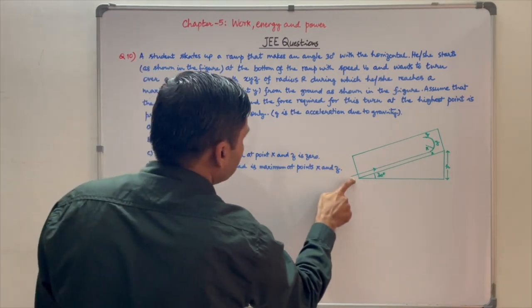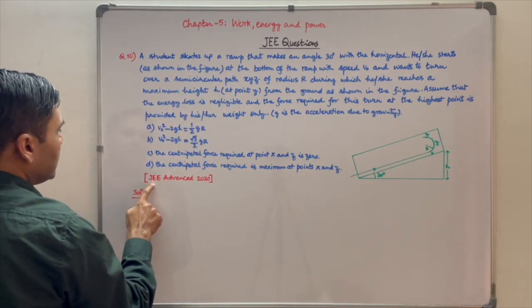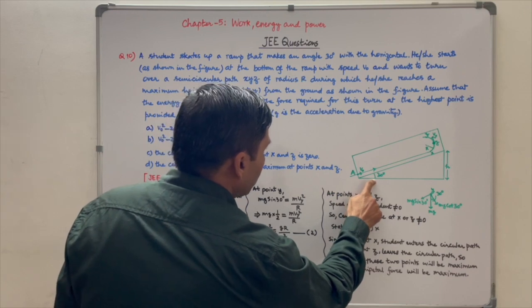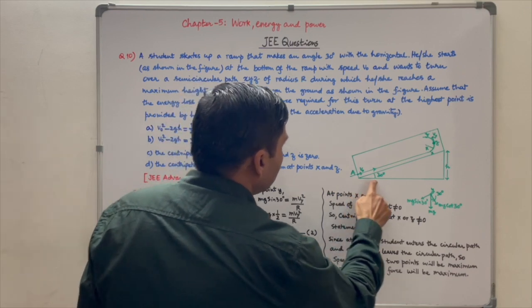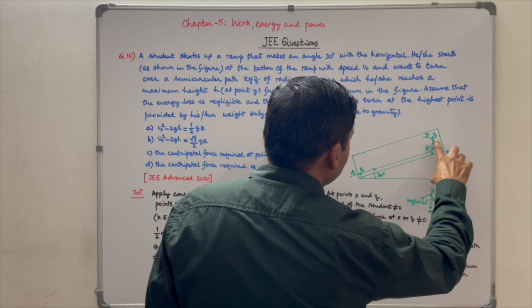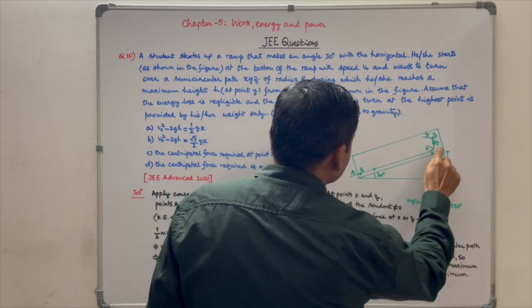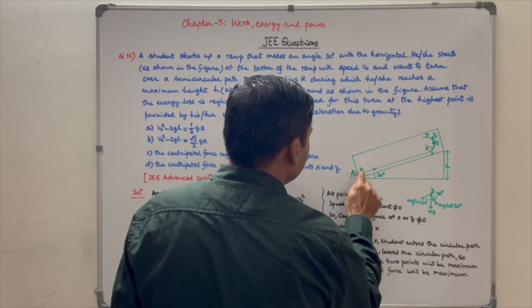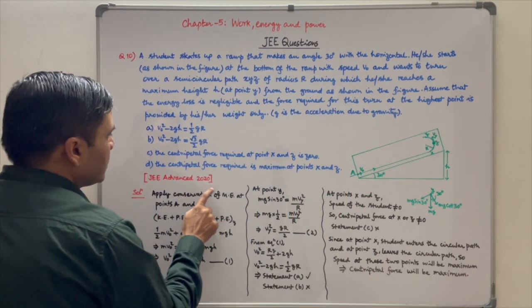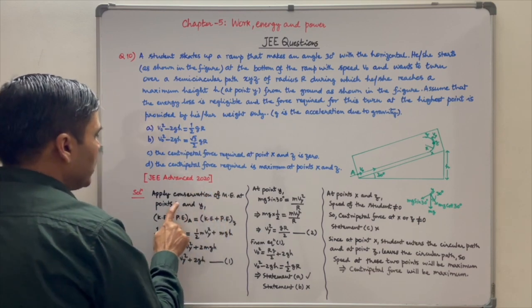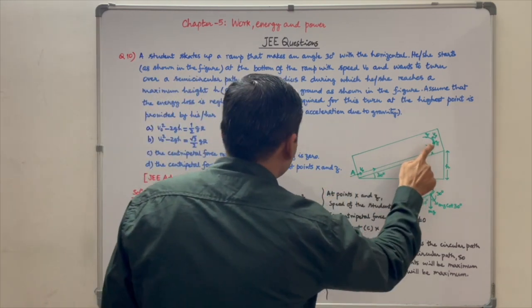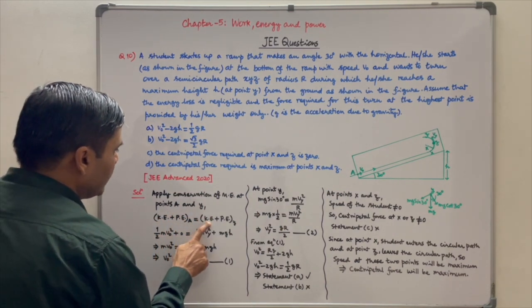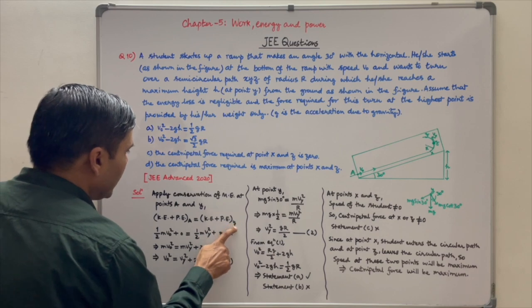And this is the figure given. This question was asked in JEE Advanced 2020. Angle of inclination of the ramp is given as 30 degrees. Height of point y is given as h. The student enters this path at point A. Speed of the student at A is given as v0. We can apply conservation of mechanical energy at points A and Y. That means kinetic energy plus potential energy at A is equal to kinetic energy plus potential energy at Y.